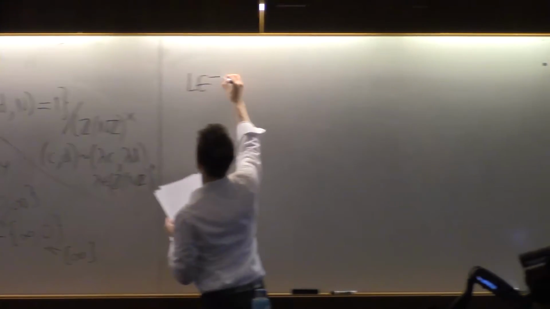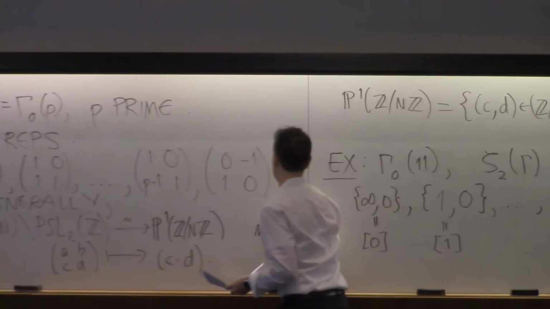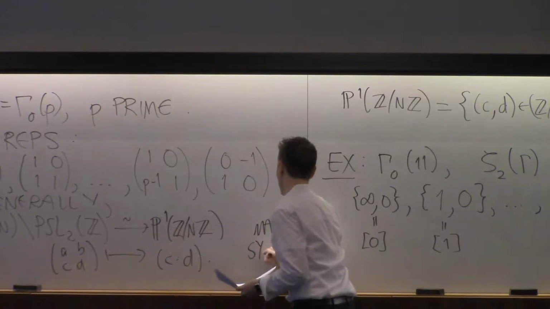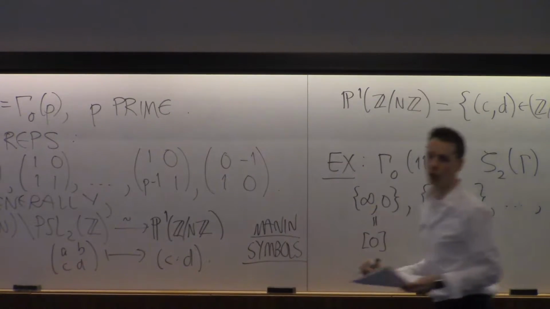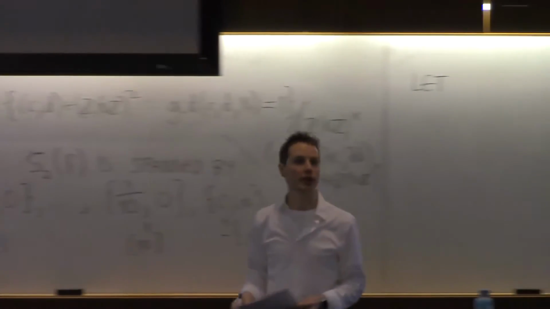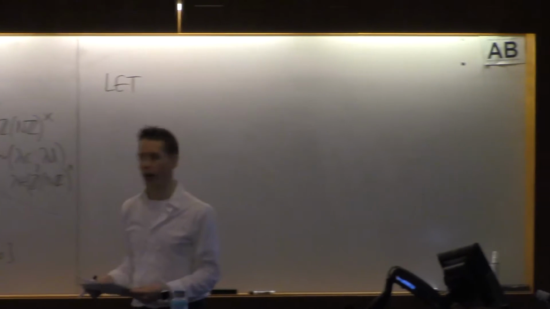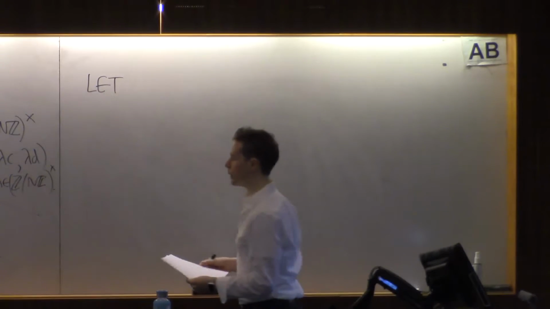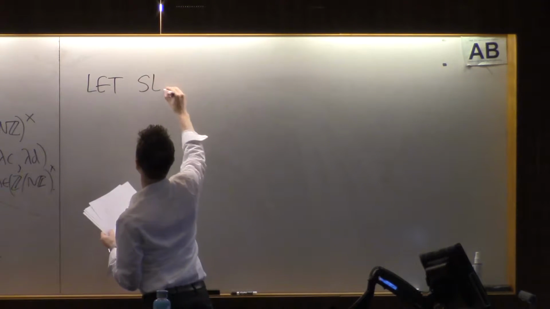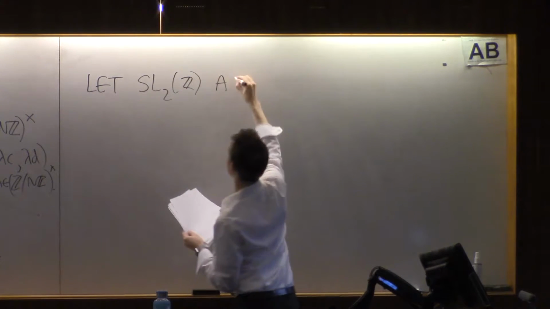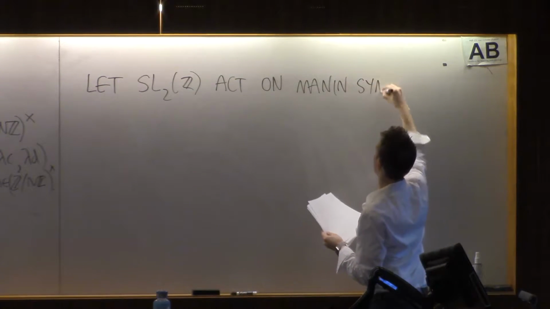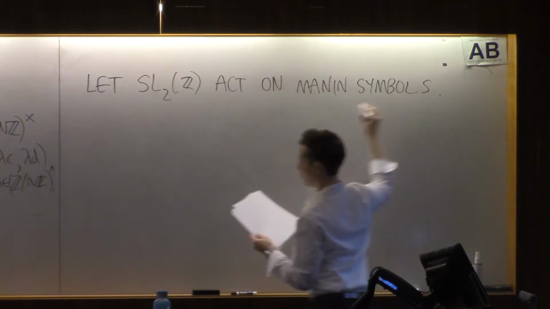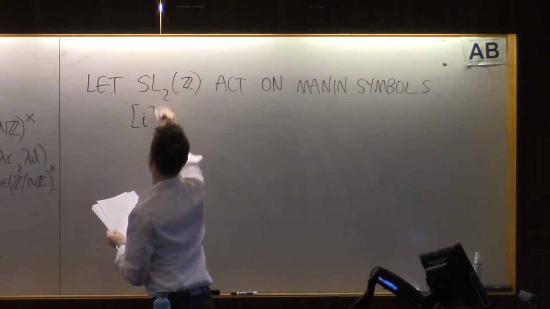So these are called Manin symbols. In case that wasn't clear, in other words, we replace the paths in the upper half plane with new labels, and they're called the elements of P1 of Z mod n Z. Okay, so we're going to now let SL2Z act on Manin symbols, on the right.